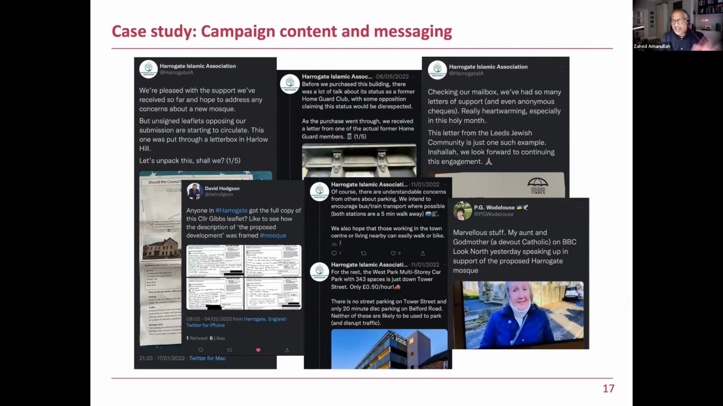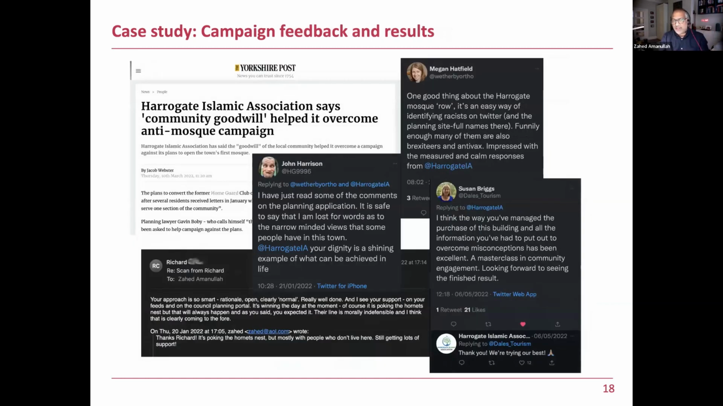So we designed these campaigns to tell our story, to tell the truth about what people were going to say about us, and make sure that those reached the people within our community who would support or oppose this project. And at the end of the day, you can see some of the results that we got. You can see some of the comments from members of the community who said this was a masterclass in community engagement, and that the responses were calm and measured, dignified, rational, and so forth. So the campaign toolkit helped us put this all together.